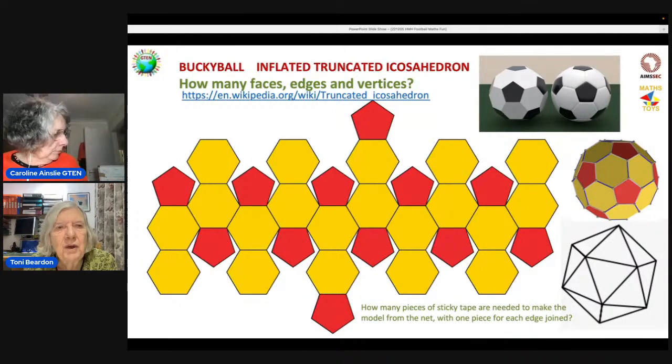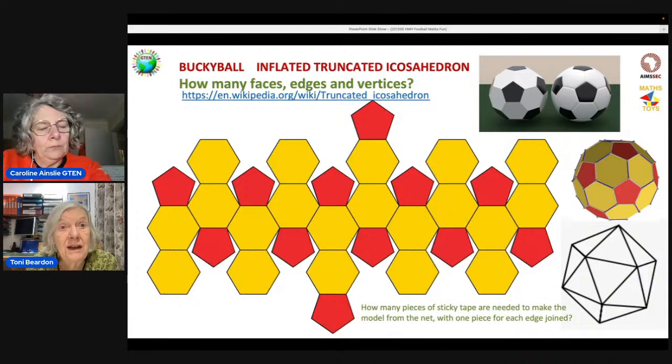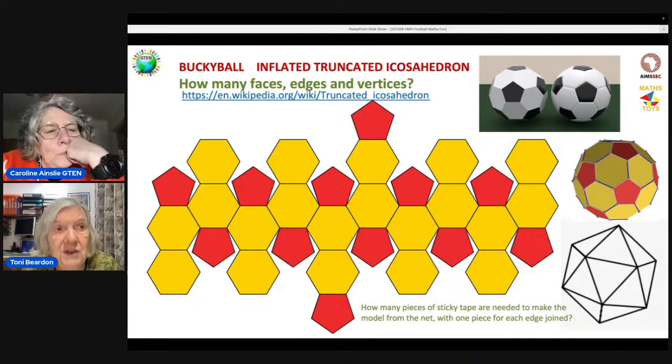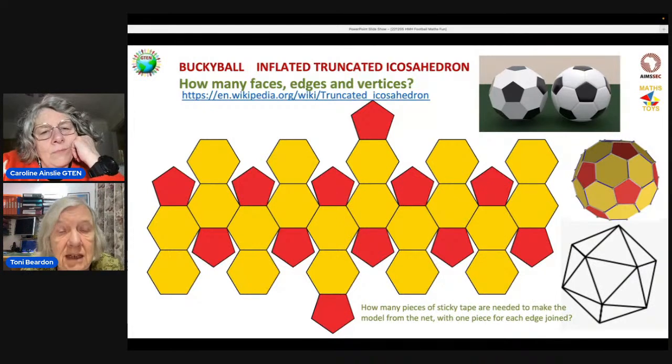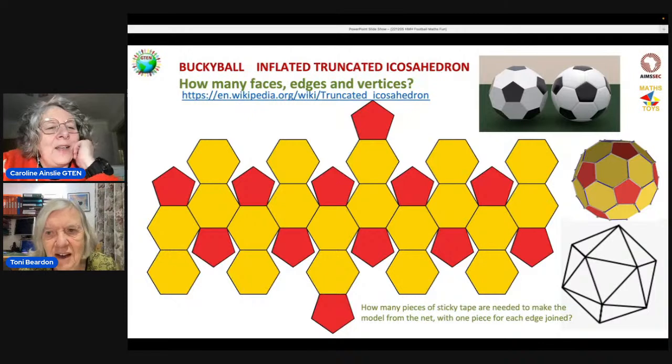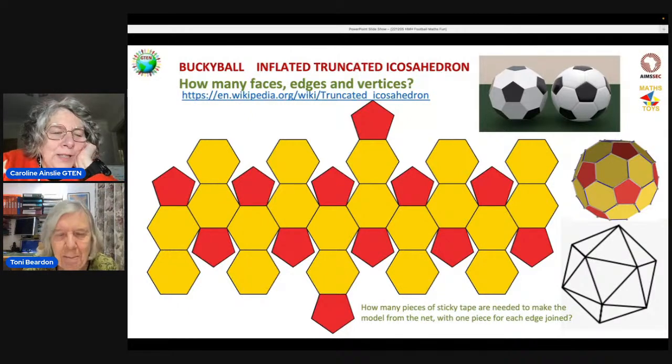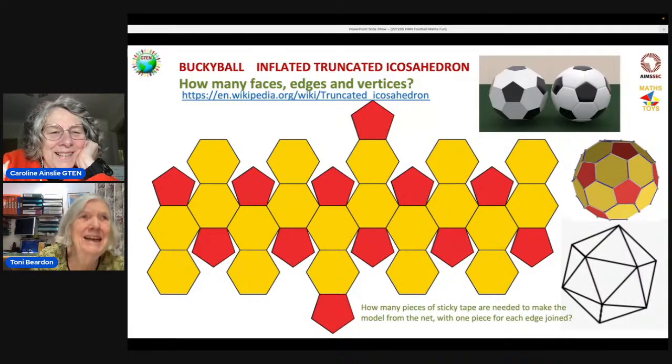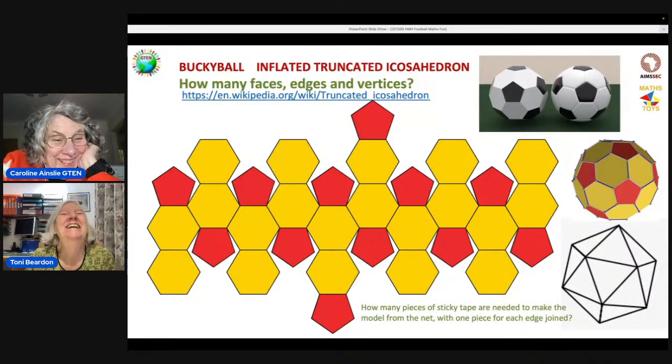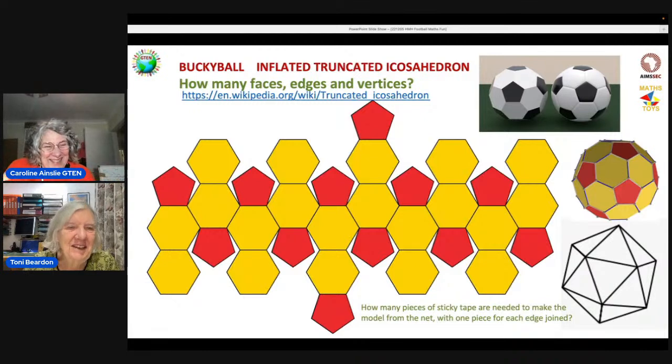And this is what we call an inflated truncated icosahedron. The football itself is an inflated, truncated icosahedron. Now that's a mouthful. Can you say that 3 times in a hurry, Tony? Inflated, truncated icosahedron. You can too.